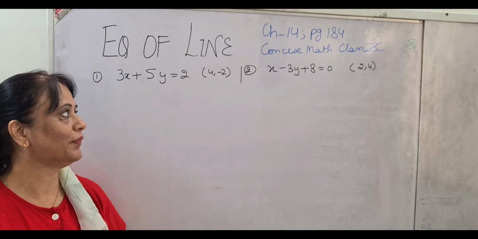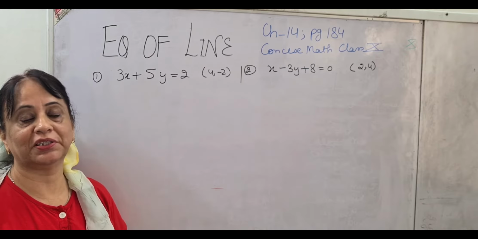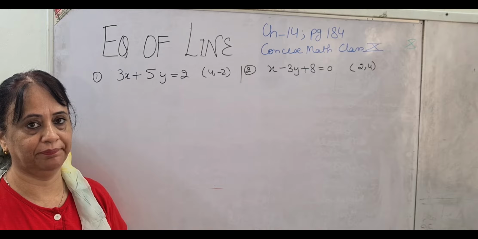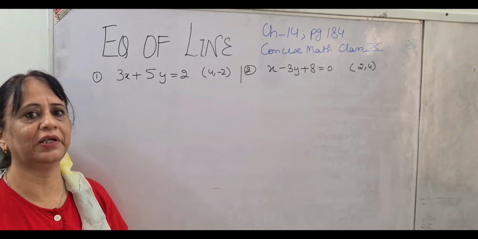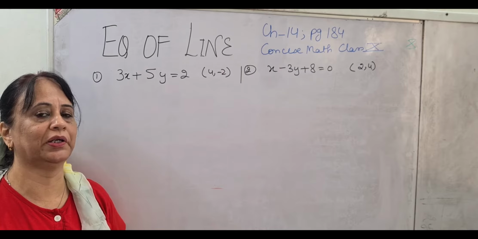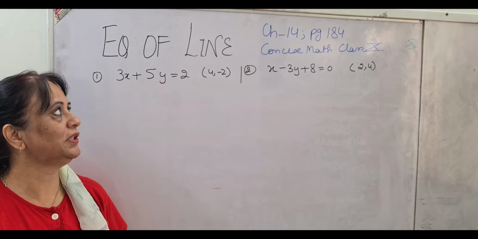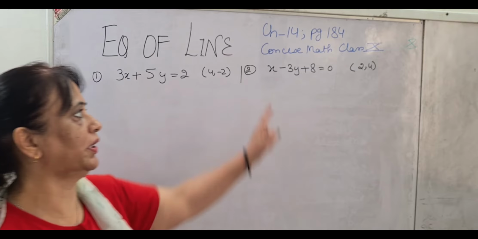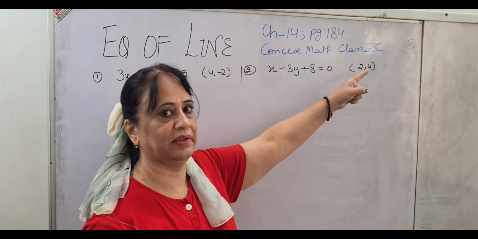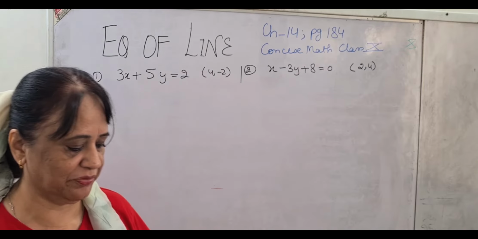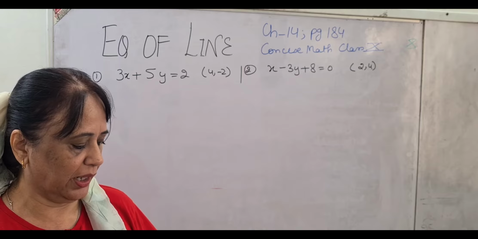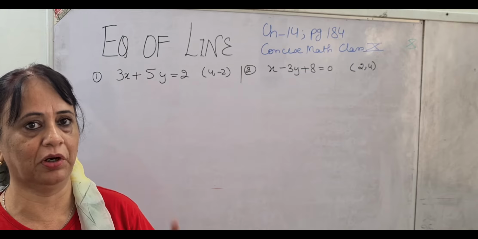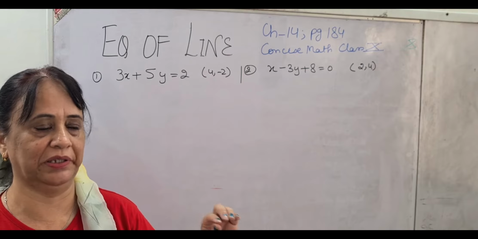Okay children, today I am going to discuss the topic equation of line, which comes under coordinate geometry, and which I know you found difficult to prepare for in the unit test. So this is the equation of line, chapter 14, page 184 of your Concise Math class 10th. Please open your books on page 185 and I'll just give you a little concept of this chapter for the first exercise. We'll go slowly then.